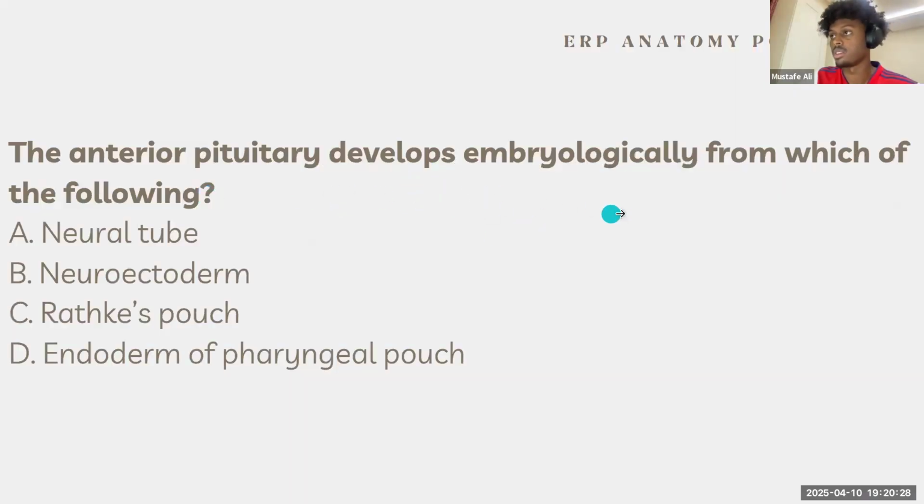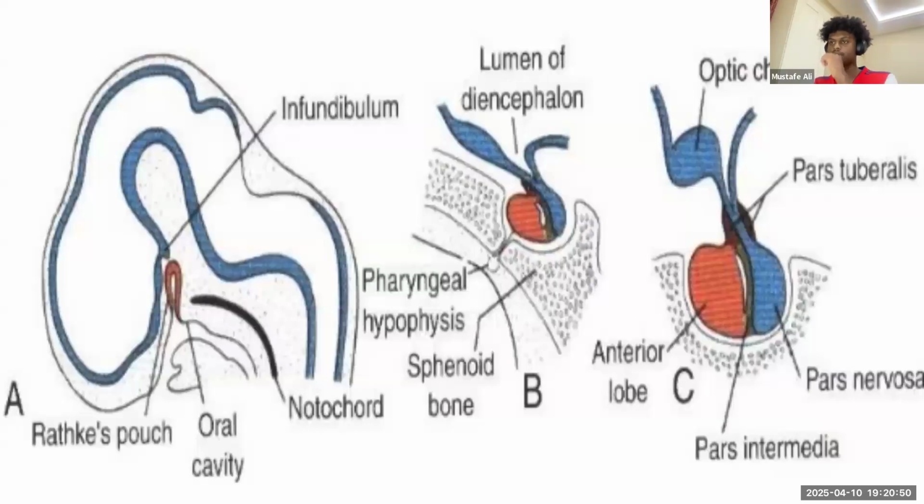The anterior pituitary develops embryologically from which of the following? What do you guys think? So this question's pretty easy. The answer is the rectus part. It's just a pure recall question.